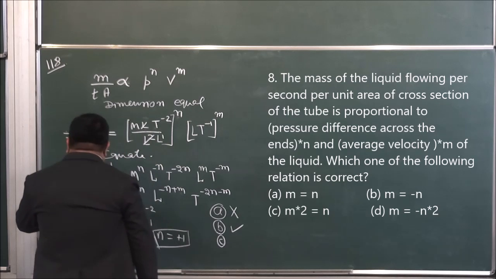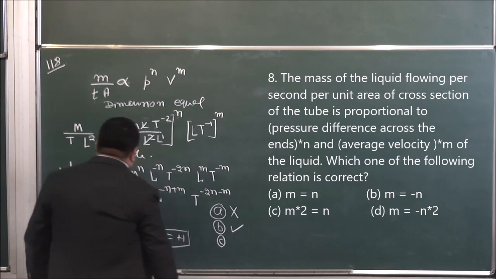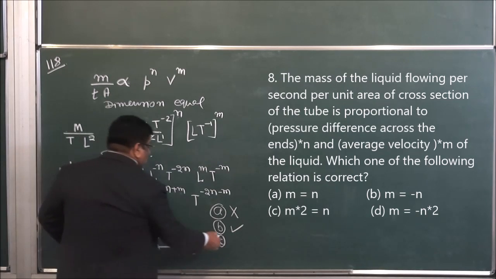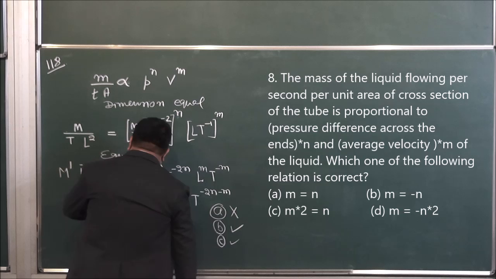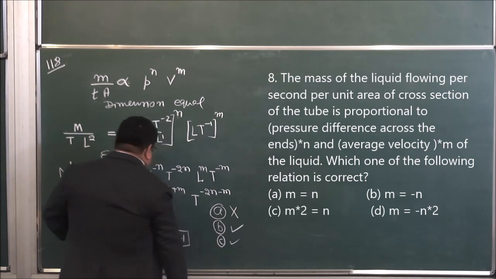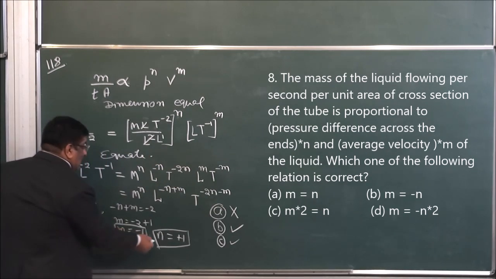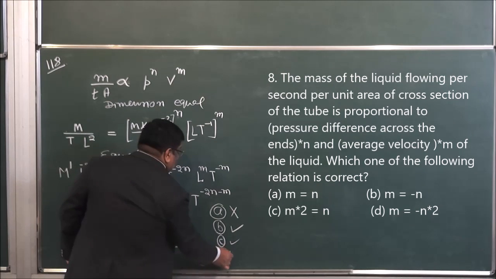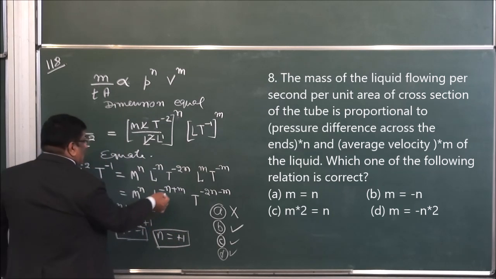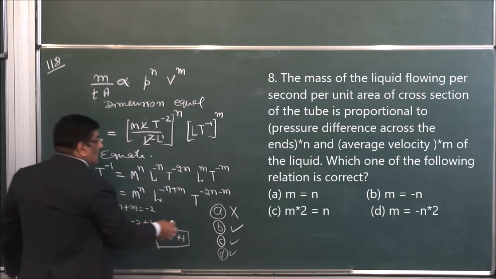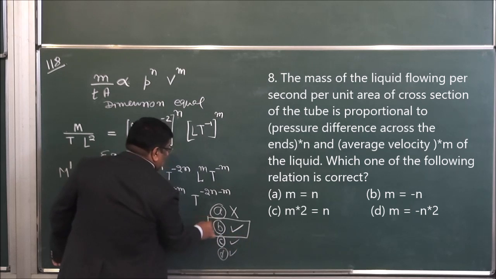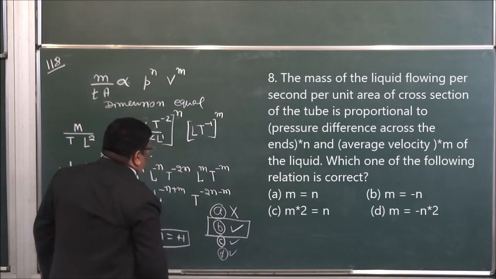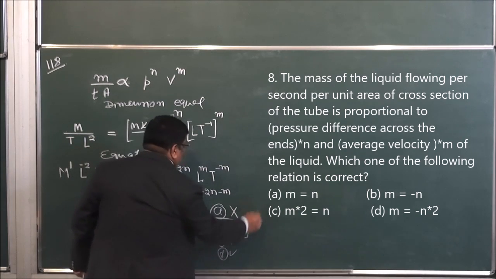Then option C is m square is equal to n. That is also correct. And D, m is equal to minus of n square. That is also correct, but that will not stand scrutiny here. So this is the first and the right answer. If we have to choose only one, we will choose answer number B.